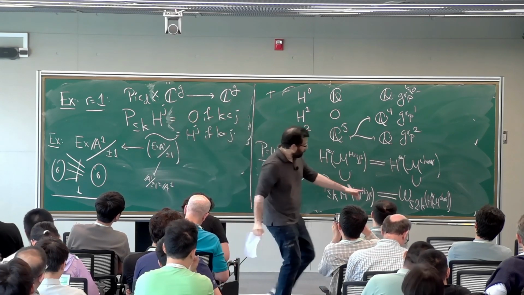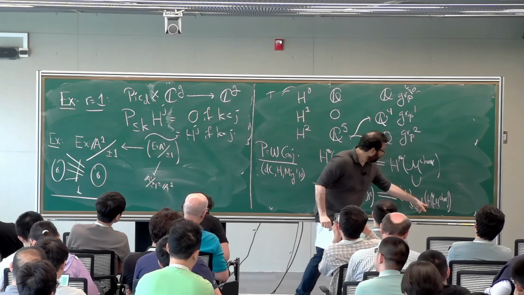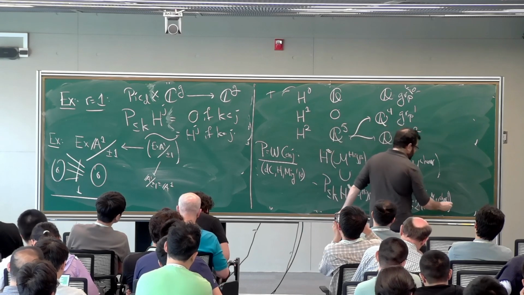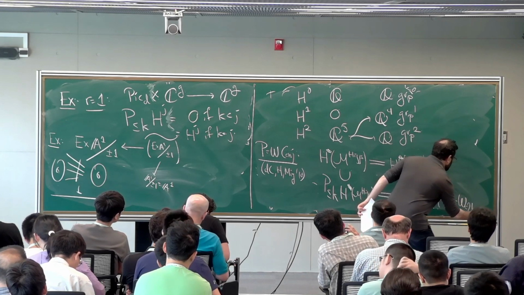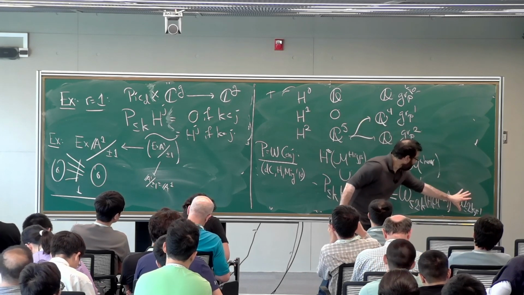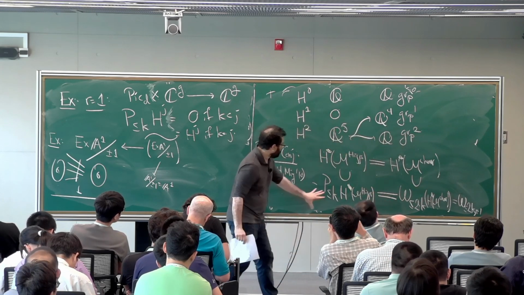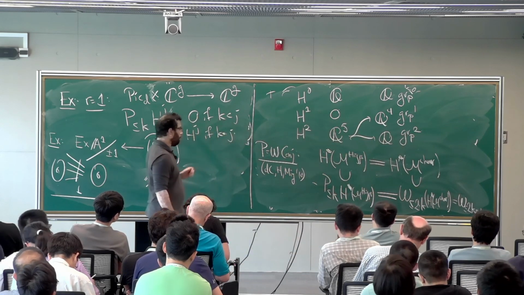And it turns out, this is not hard to see, that the weights here only jump in even degrees. So this W_2k is the same as W_2k+1. So in other words, you can nail down exactly what the weight filtration looks like using the topology of the Hitchin map.